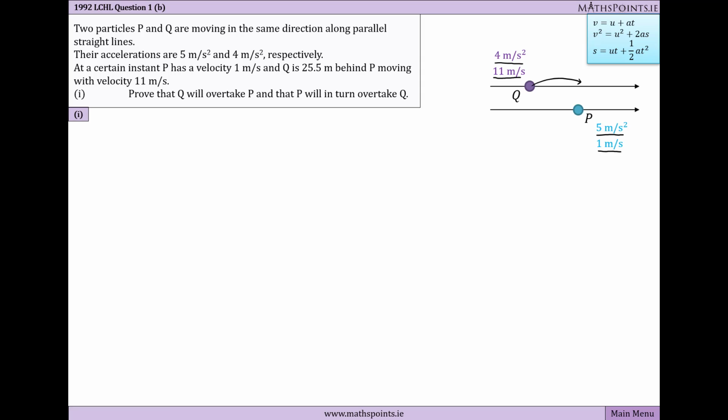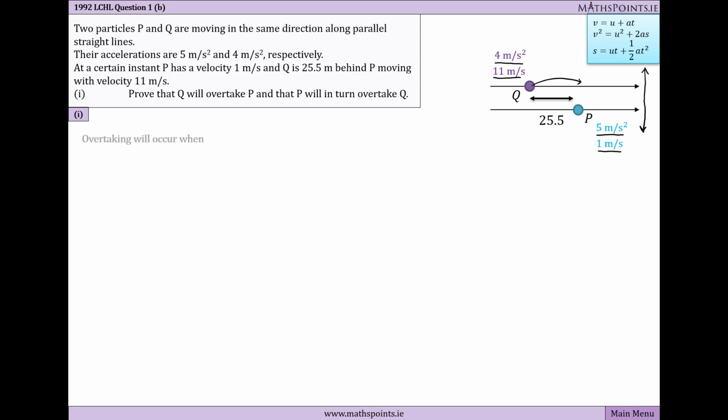What we're actually being asked is to prove that Q does indeed overtake P, and that P then indeed overtakes Q again. So how are we going to do that? Well, they'll overtake each other if they're in the same place at some point in the future. So how do we figure out what the time is when this overtaking will occur? If we can figure out that there are 2 times when this overtaking occurs, then we'll have proved that Q overtakes P and P overtakes Q.